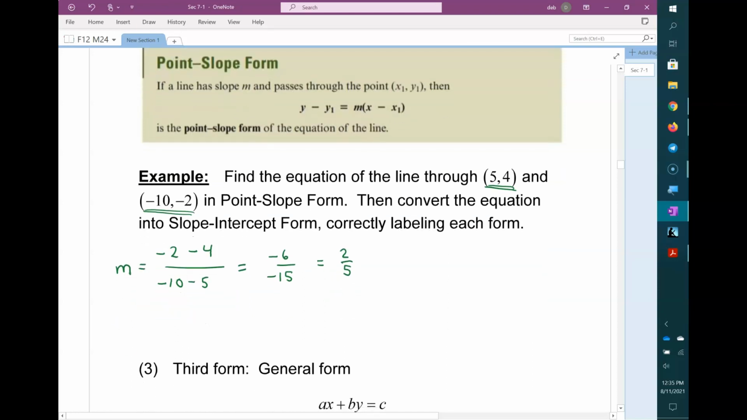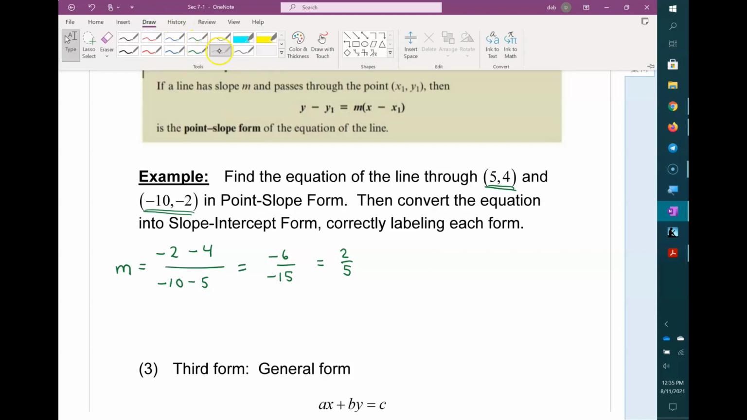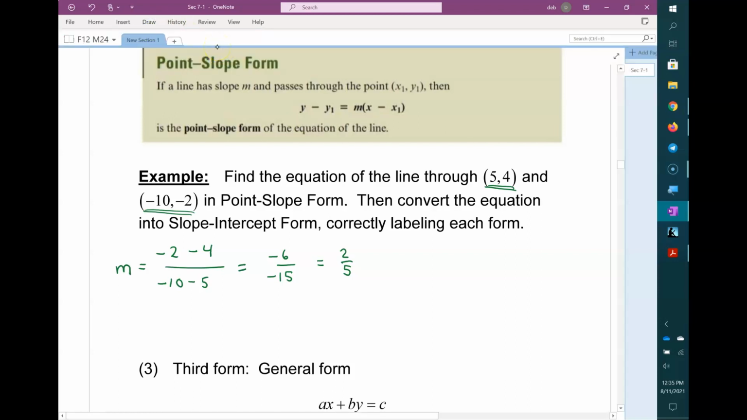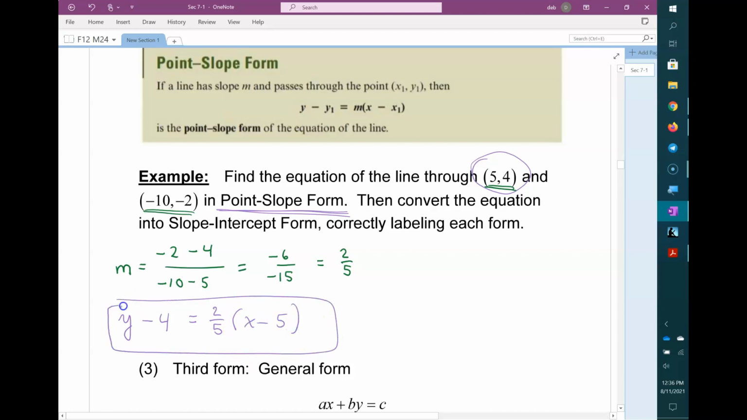Well, now we can just go right to the point slope form. You don't have to solve for the b. If that's the only way you know how to do it, you're going to have a hard time doing this step that says write it in point slope form. So I really want you to practice that. So I'll have y minus. Now I can use either one of the points. So I'm going to pick the one that doesn't have negatives because that looks easier to me. So I'll have y minus the 4 equals m, the slope of 2/5, times x minus the 5. And this is the answer in point slope form.